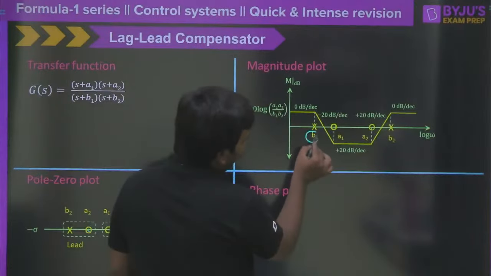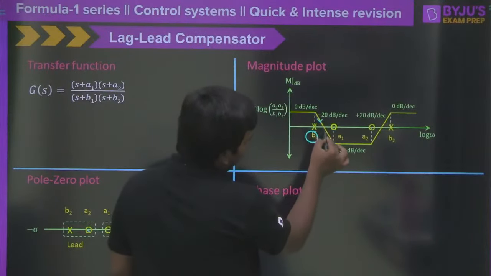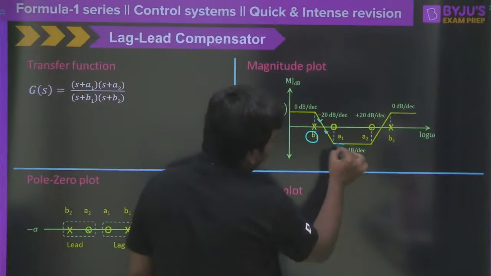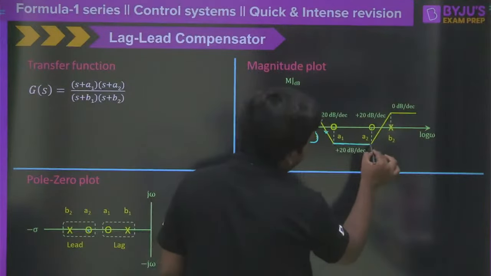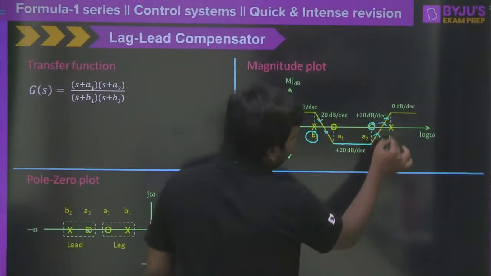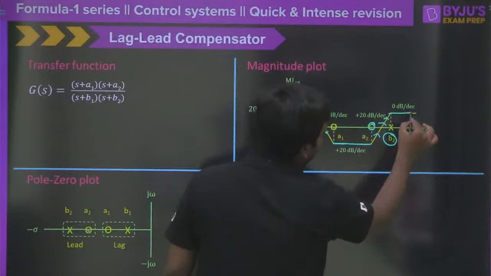First we are having the pole. That's why the magnitude plot is decreasing. Correct? And then we have a zero, so it is adding the slope. So therefore it is following up to here like this. And when we have one more zero, the slope is getting increased here. And then again we are getting the pole here, so again it will be flat here.